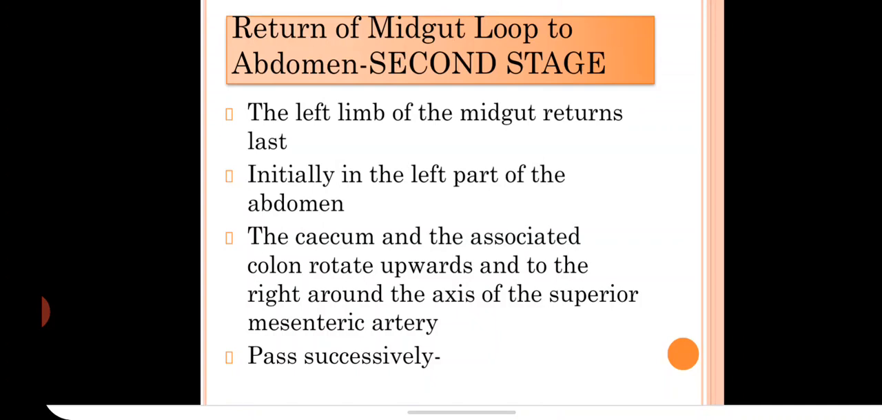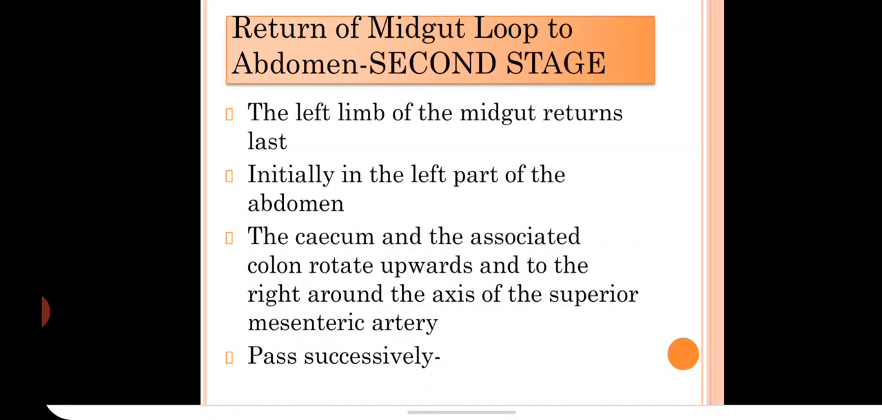Now the left limb of the midgut enters last, and to its surprise, the abdomen is now flooded totally with the small intestinal coils. So it tries to settle in its place. This left limb is first trying to reach the left part of the abdomen, but again seeing the remaining small intestine is already in the left part.